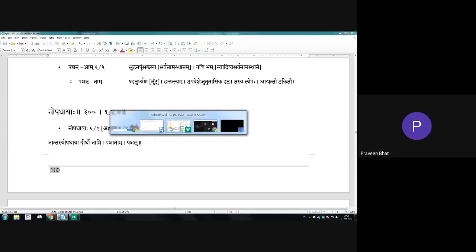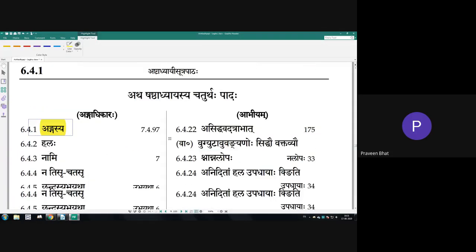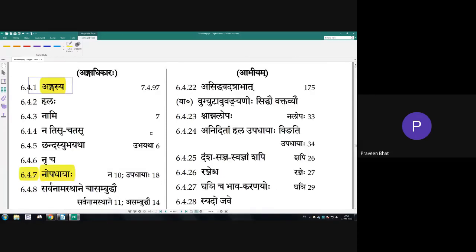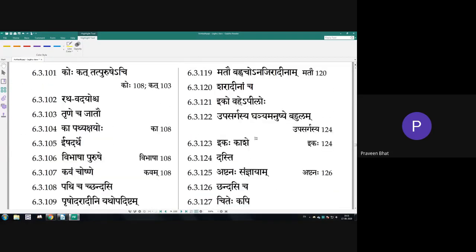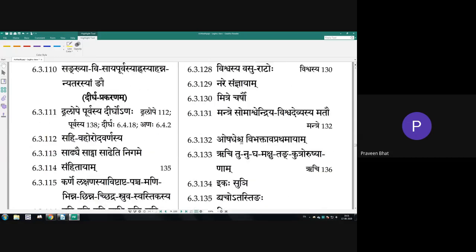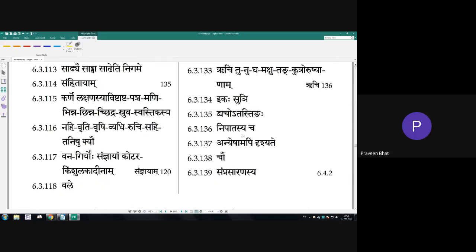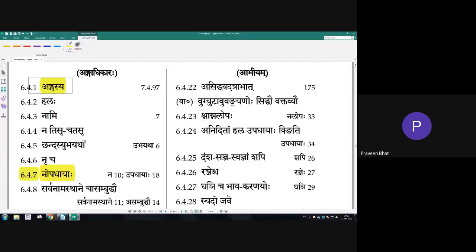Nami is coming from, where do you have nami from? Nami dirgha. The sutra itself is coming down. Nami is coming from the nami sutra itself, which is here itself. Sorry, I'm going too far back. It goes till 7. So it comes till here. Nami itself, the sutra. We have done this before.